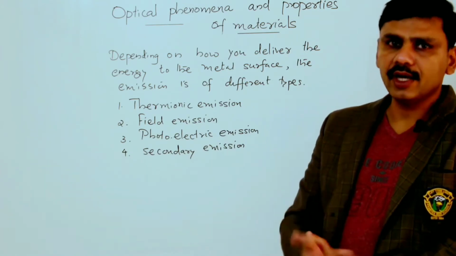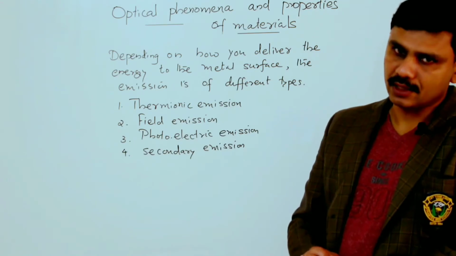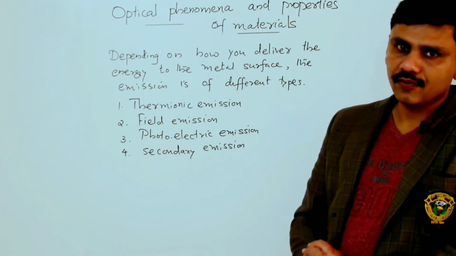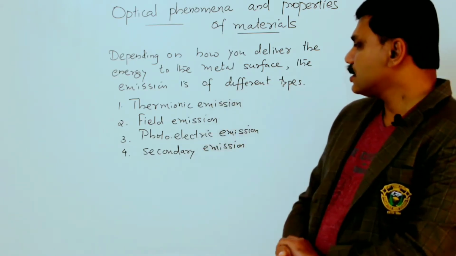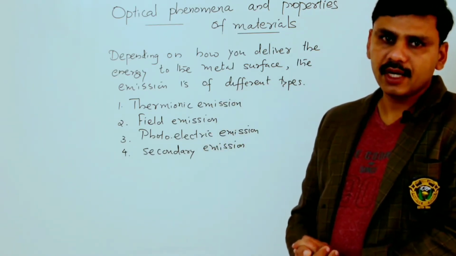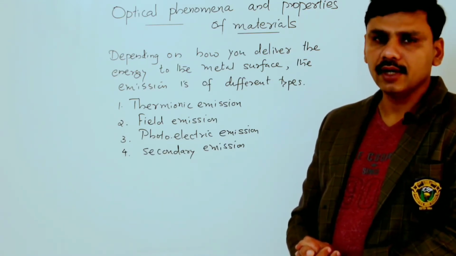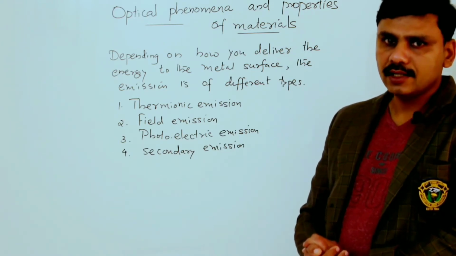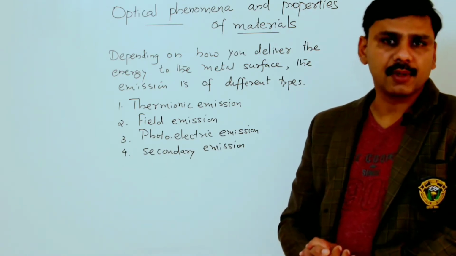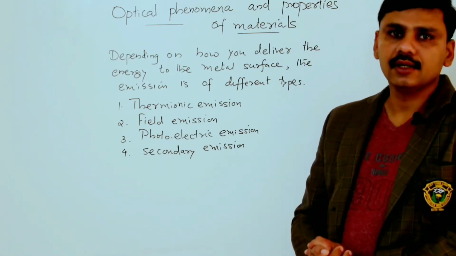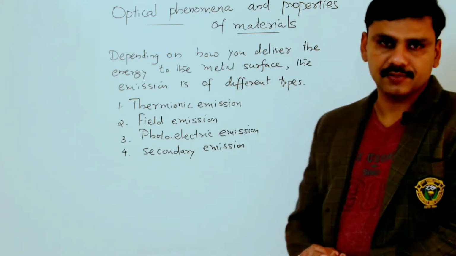So there are different ways to remove the delocalized electrons from a metal. There are 4 methods we can remove it. First one is thermionic emission. By giving sufficient thermal energy, we can remove the delocalized electrons. And that method is known as thermionic emission.